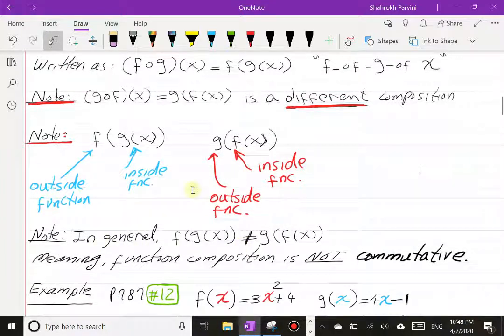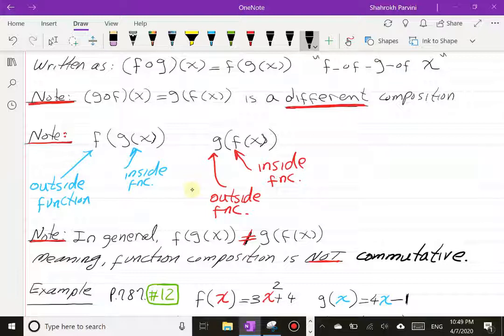And what I have here, my final note right here, is that in general, again, what I said earlier, the composition is not commutative. Function composition is not commutative. So f of g, g of f would be a whole different composition, different outputs in the end. Now, let's take a look at an example on page 787 of your textbook.